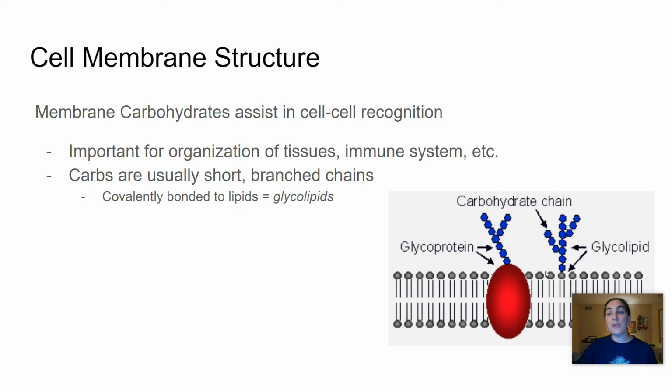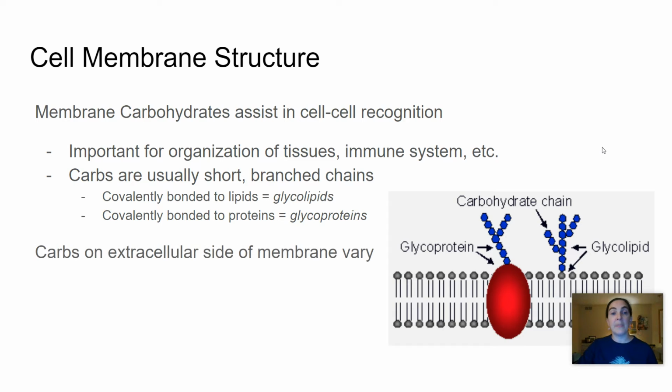If they're attached to the lipids in the cell membrane, then that combination of molecules is called a glycolipid. The glyco part refers to the carb, and the lipid, obviously, is that phospholipid. If they're attached to a protein, we call that a glycoprotein, that combination.